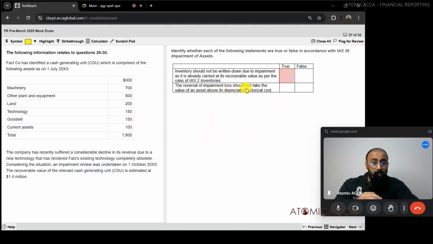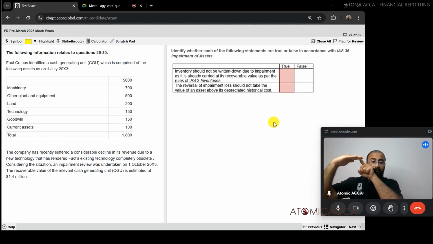Reversal of impairment loss should not take the value of an asset above its depreciated historical cost. Correct. Because once an asset goes down in value, let's say this is the normal level, and if normal depreciation happens, let's say carrying value is over here. So normal depreciation, it reaches over here. Now let's say if an asset got impaired downwards, so it is over here.